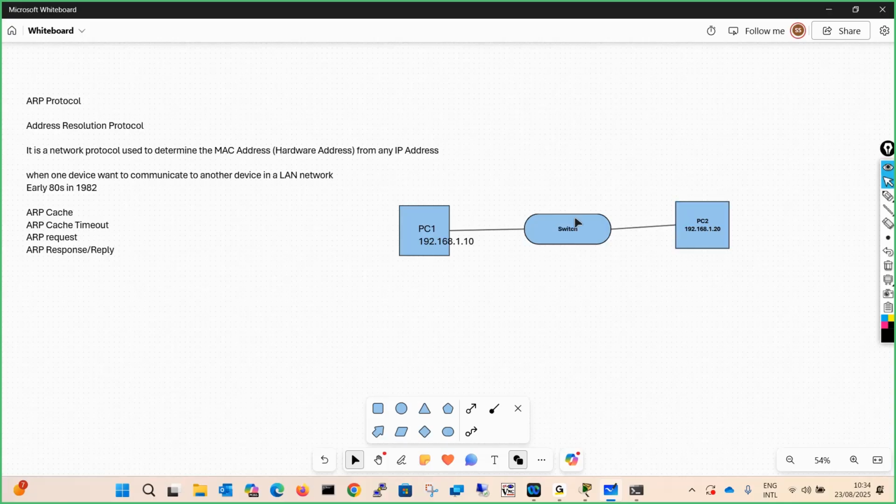Now, if the MAC address of the receiver device, which is PC2, is not present in the ARP cache, not available with PC1, then in such a situation, you know what will happen? The ARP request message is prepared by PC1, by the sender. And how is this message prepared? We will see that.